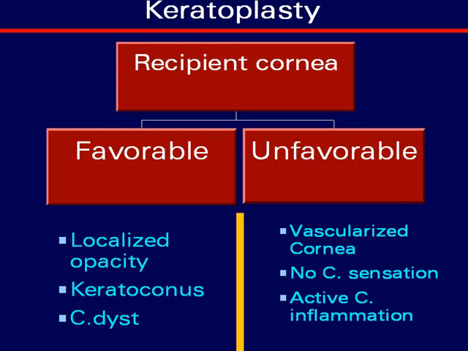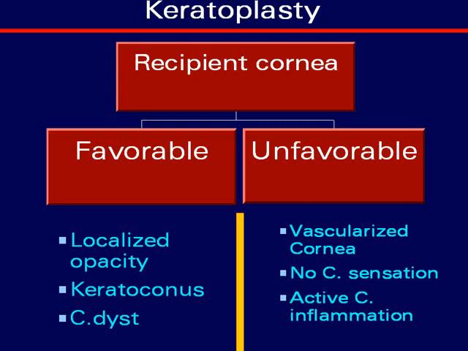Now, the recipient cornea, that's the patient that we want to implant. There are some favorable points. If the opacity is localized, especially in keratoconus or corneal dystrophies, this carries a good prognosis. However, those with vascularized cornea, dry eye, loss of sensation, and severe inflammation of the eye carry a bad prognosis. So the good criteria are a central localized corneal opacity without vascularization and without dryness.